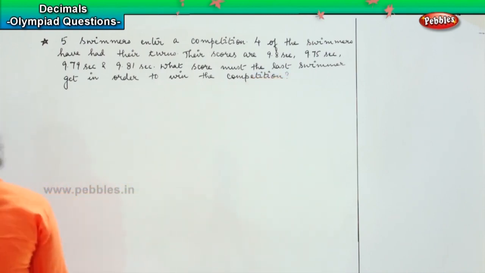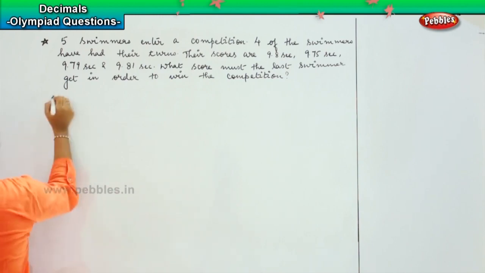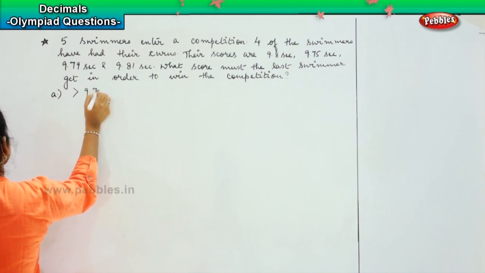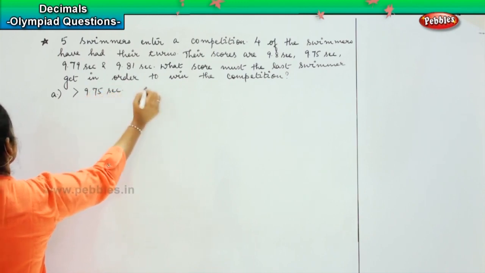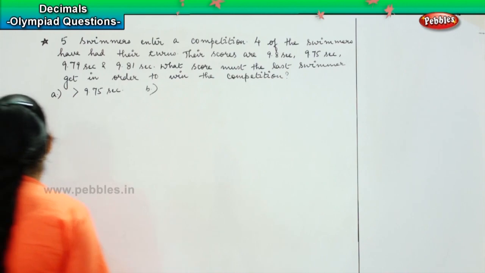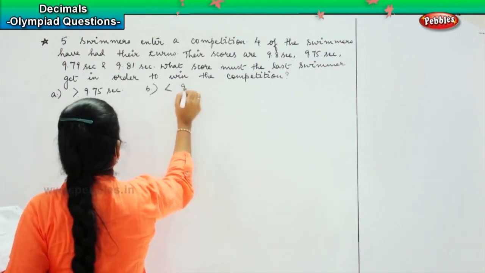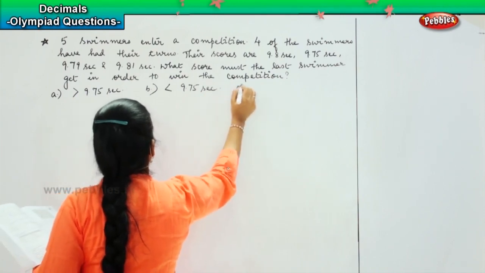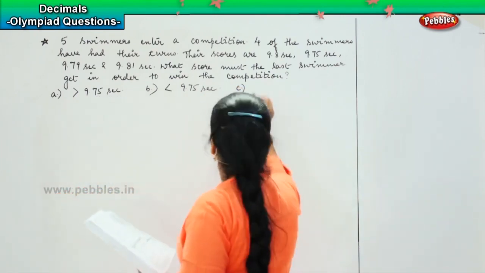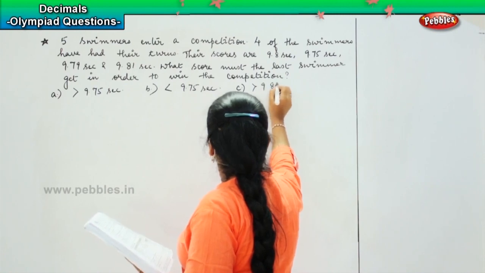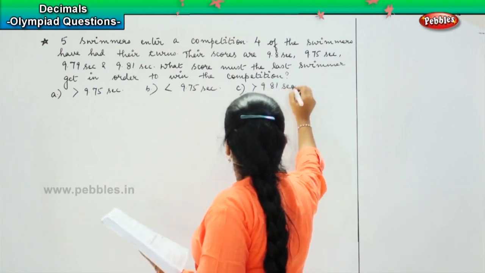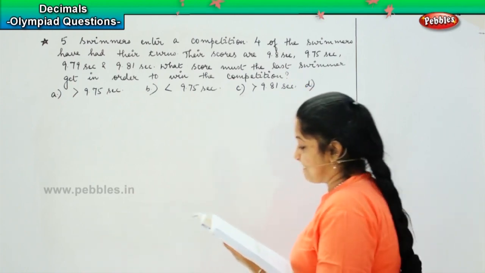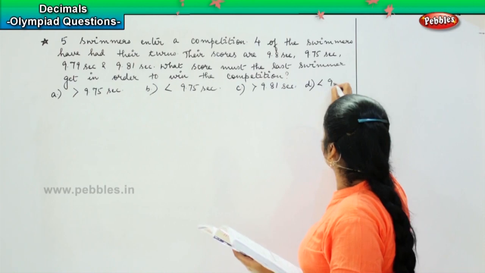Your options are: option A, greater than 9.75 seconds; option B, less than 9.75 seconds; option C, greater than 9.81 seconds; and option D, less than 9.81 seconds.